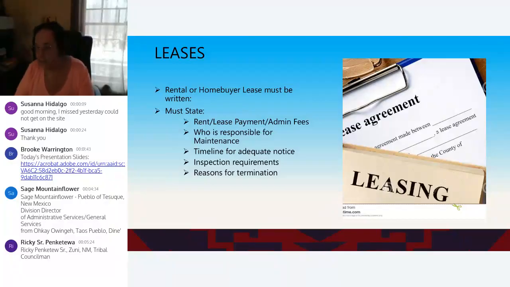They have to state the rent and lease payment. If you have an admin fee, like for a mutual help or that type of program, who's responsible for what maintenance, okay? Timeline for adequate notice. If we need to go into your unit, we're going to give you 3 business days. We're going to give you 7, unless it's an emergency. Inspection requirements: you will be required to have an inspection a minimum of once a year, unless we find something wrong, and then we will put you on a different schedule. And some of the reasons for termination.